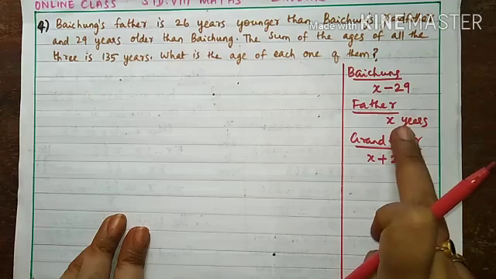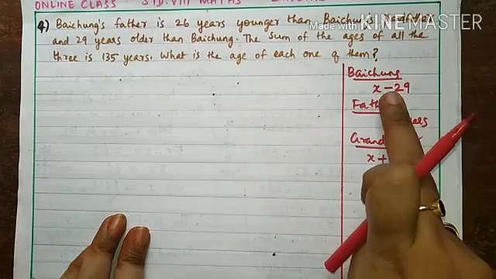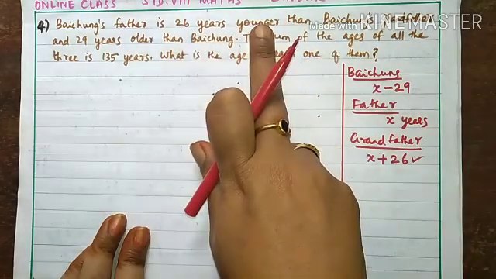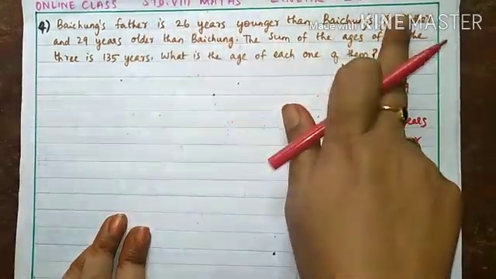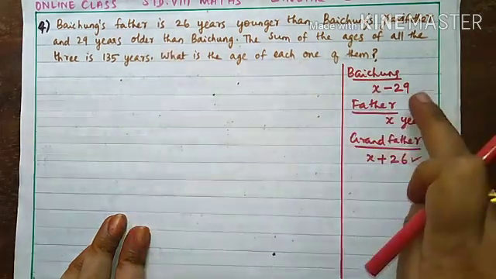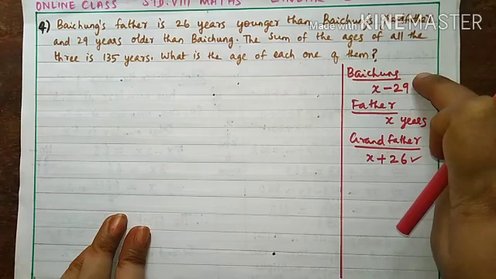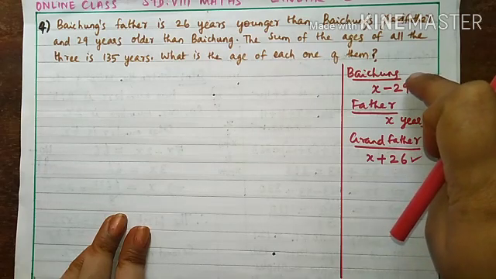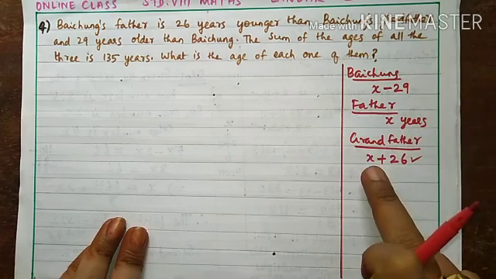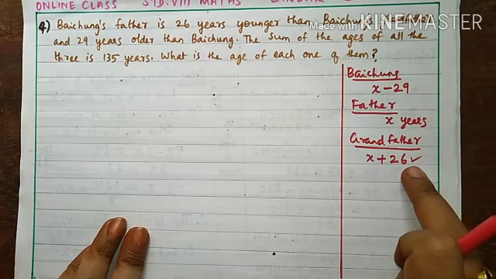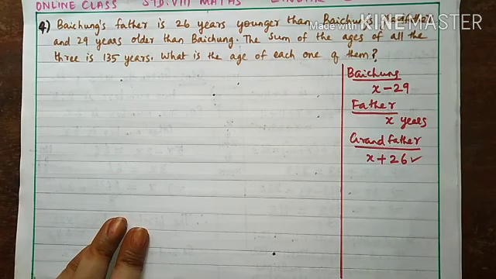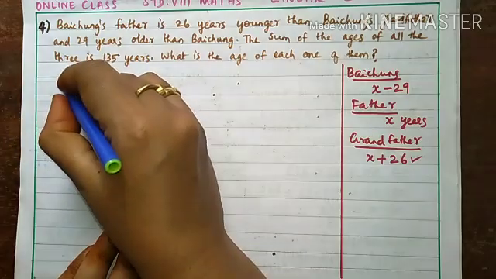We are taking father's age as X years. Why we have taken father's age X years: here the relation is given between father and grandfather and father and the son. So it is convenient to take father's age as X. So Baichung's age is 29 years less than his father and grandfather's age is 26 years more than his father. Okay, understood all of you? Now we will start the problem. Write the solution.